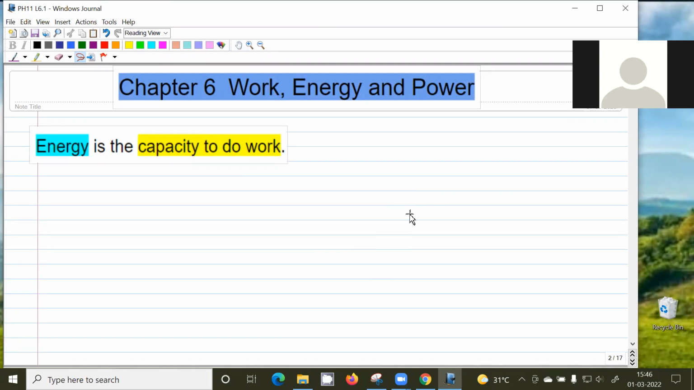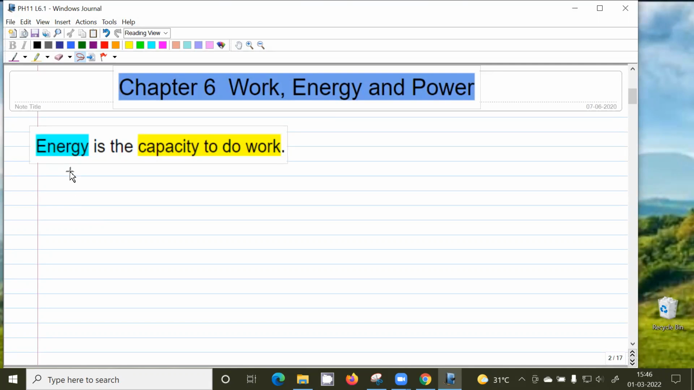Right, so today we'll start a new topic, work, energy and power. Any questions on the previous things, circular motion, Newton's laws of motion, kinematics? Any question? Okay, right. So these are basic things. We'll go quickly. So energy is the capacity to do work.